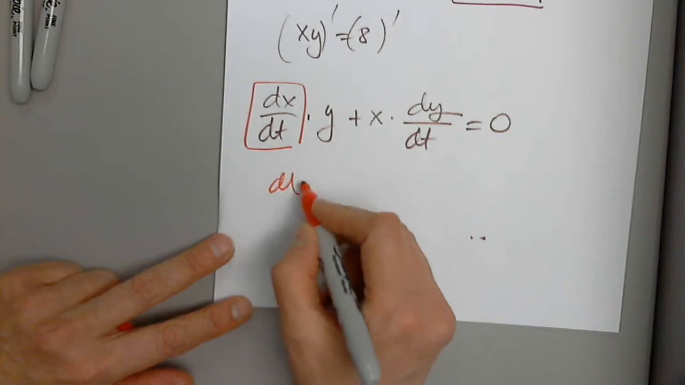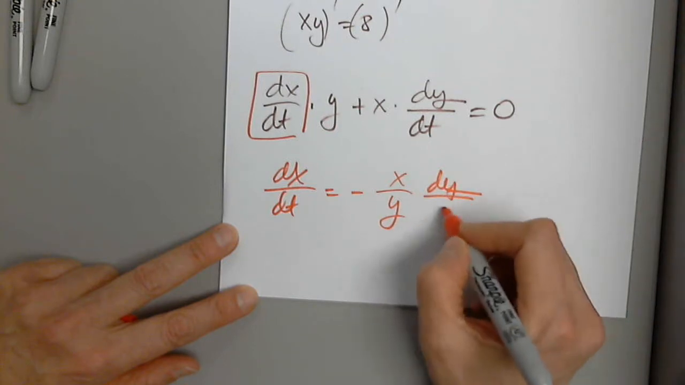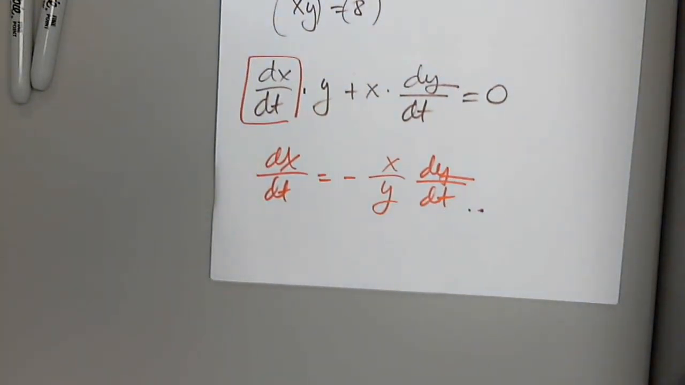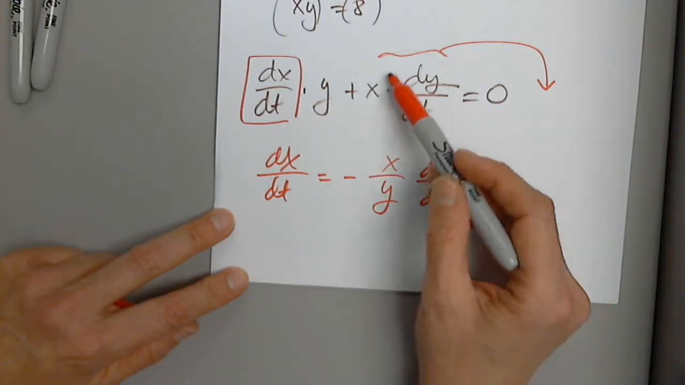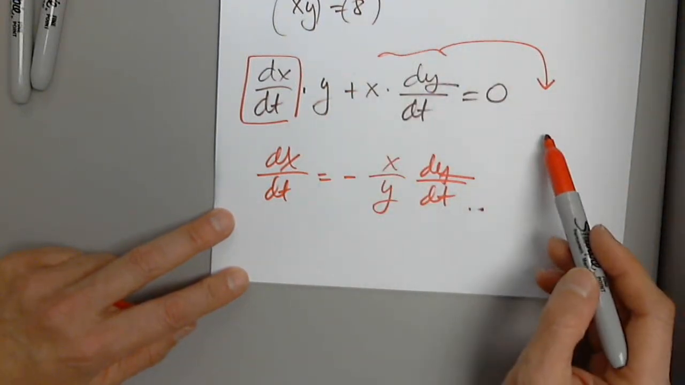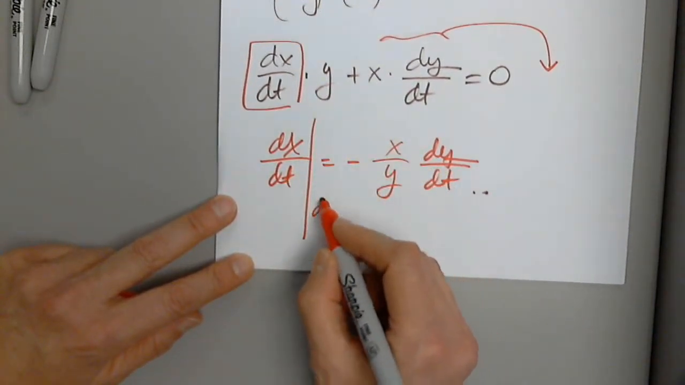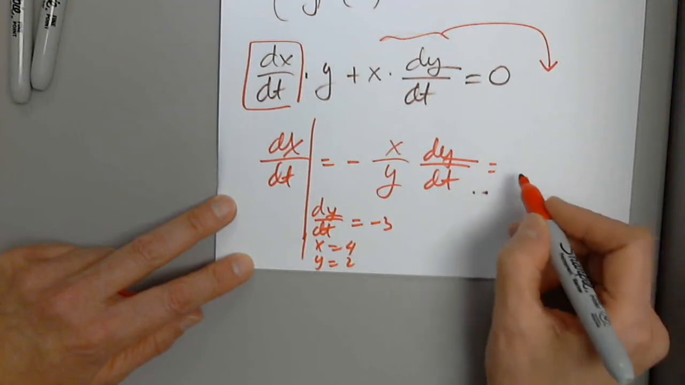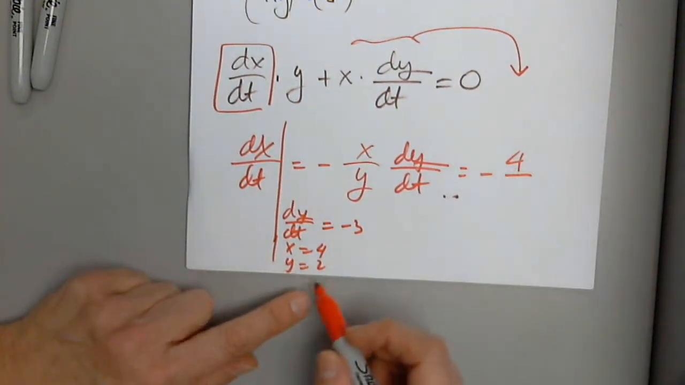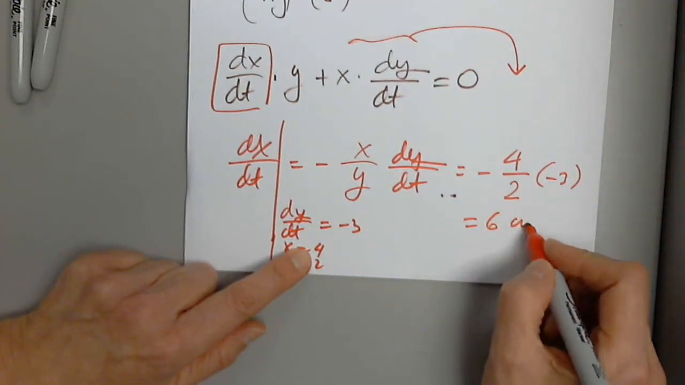So then dx over dt is negative x divided by y times dy over dt. I had to move this term to the other side and divide by y. I moved the term, it became negative x dy over dt, and I divide by y, I get negative x over y. Now I have dy over dt equals -3, x equals 4, y equals 2. So negative, the top is 4, the denominator is 2, and this is -3. And we get the same thing, which is 6 centimeters per second.